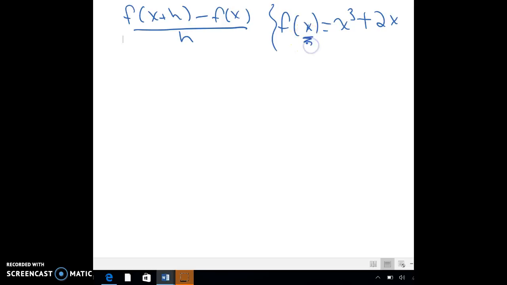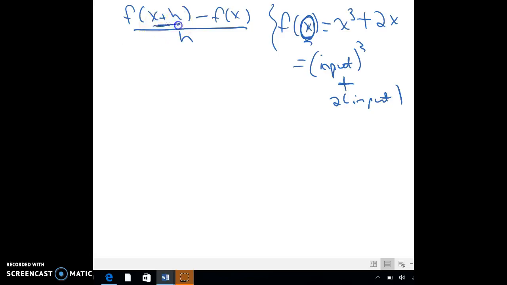This is your input. And so over here, it's telling you that whatever your input is, whatever it looks like, you're going to take that input and you're going to cube it, and then you're going to add 2 times that same input. And when you do all that math, you're going to get an output. And so that's kind of how you have to view a function.